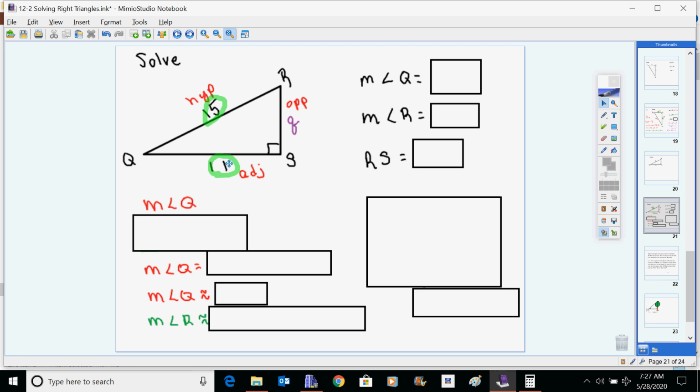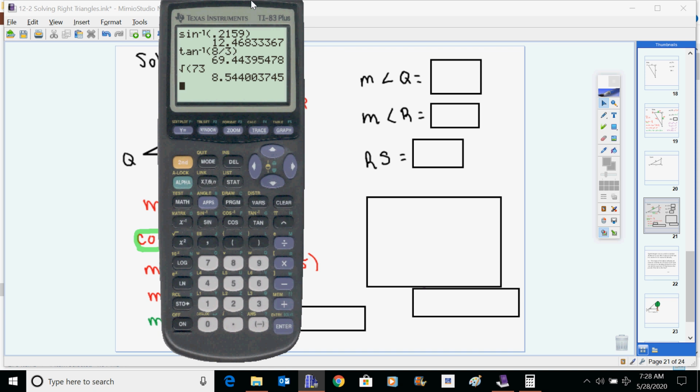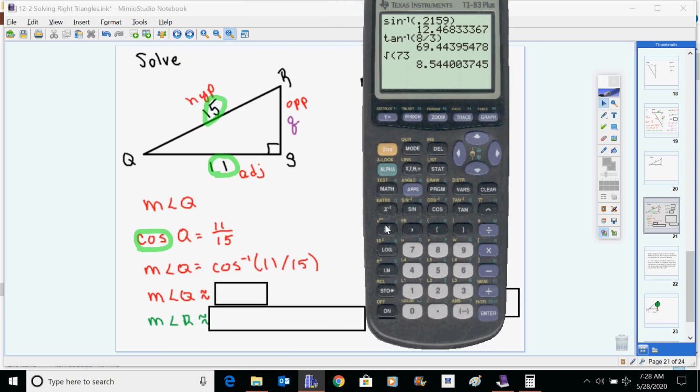We have an adjacent and a hypotenuse. Let's think through. Sine is opposite over hypotenuse. Nope, that's not going to get it for us. Cosine is adjacent over hypotenuse. Yeah, that's it, because adjacent and hypotenuse are the things that I'm given. 11 over 15. Then use your inverse key. Okay, we've been practicing that. So second cosine, 11 over 15.